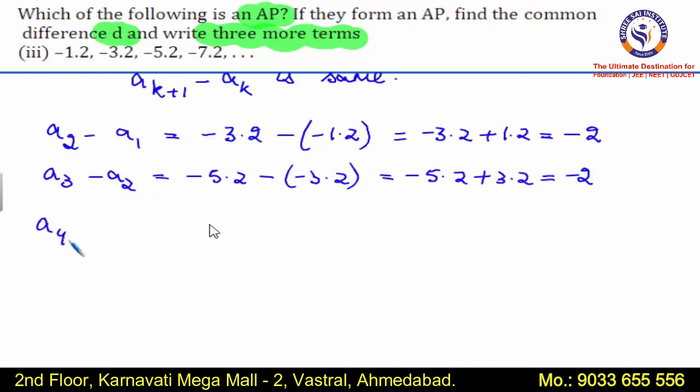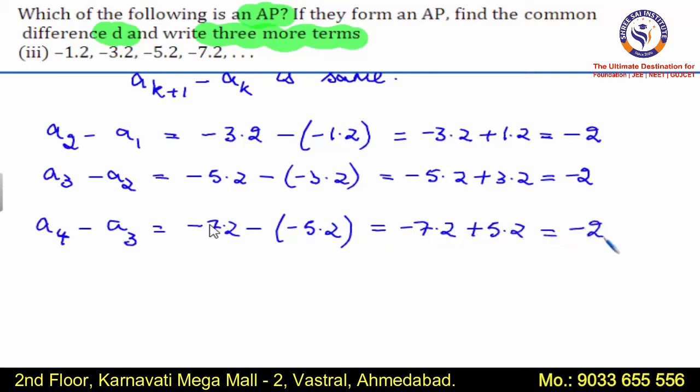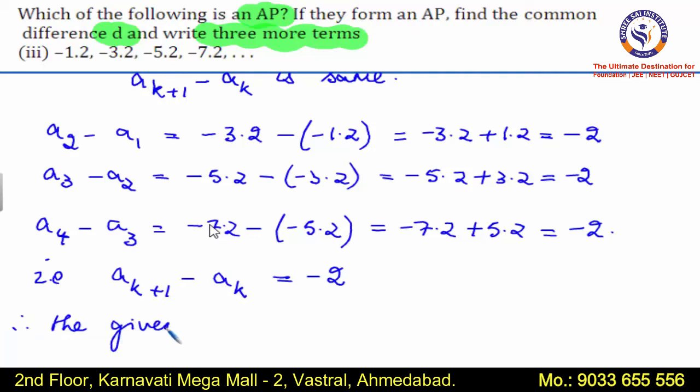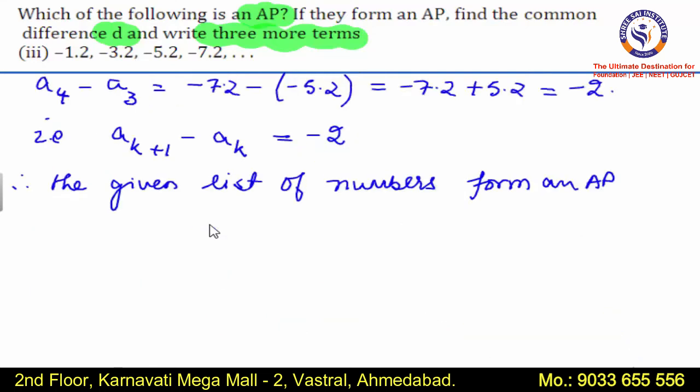Similarly, let us find out A4 minus A3. So this is equal to minus 7.2 minus of minus 5.2, and this is equal to minus 7.2 plus 5.2, and this is equal to minus 2. That is, AK plus 1 minus AK is always the same, and which is equal to minus 2. And therefore, the given list of numbers form an AP with common difference minus 2.